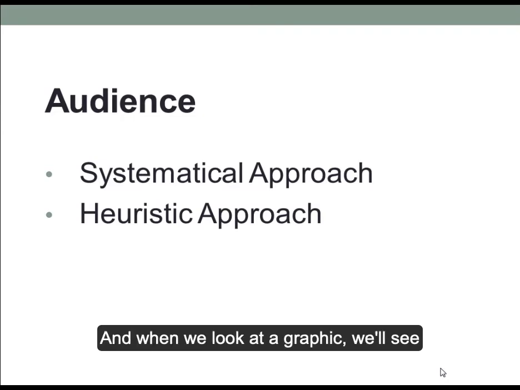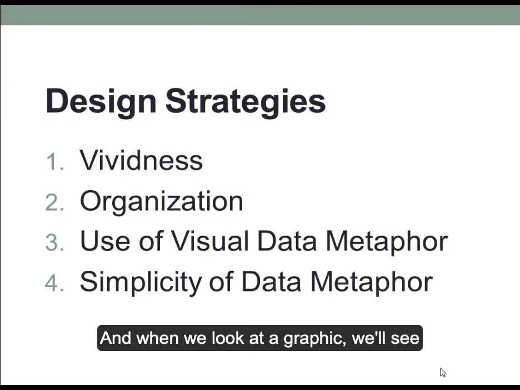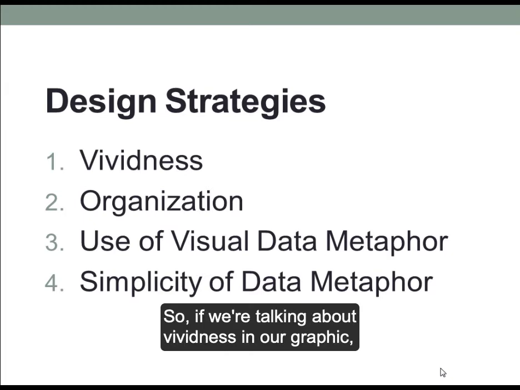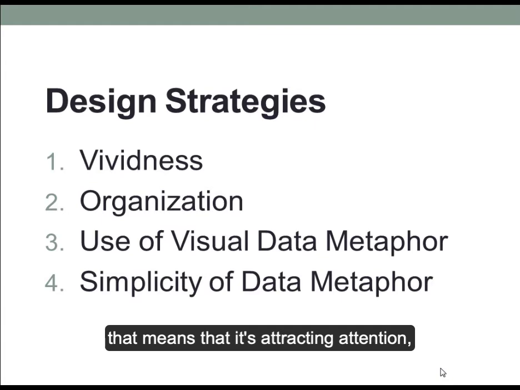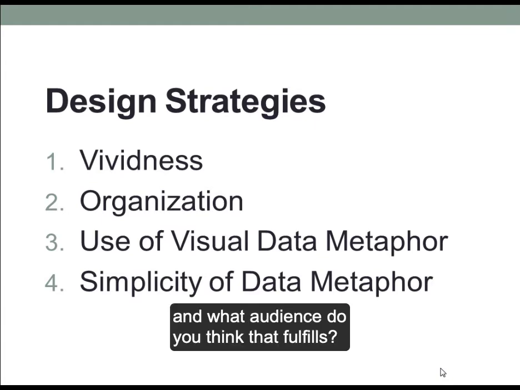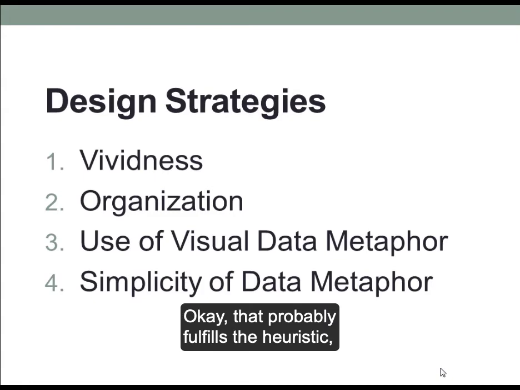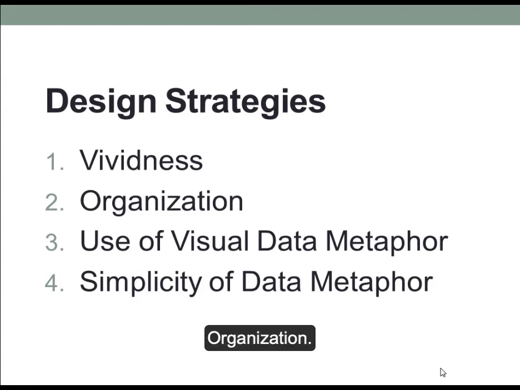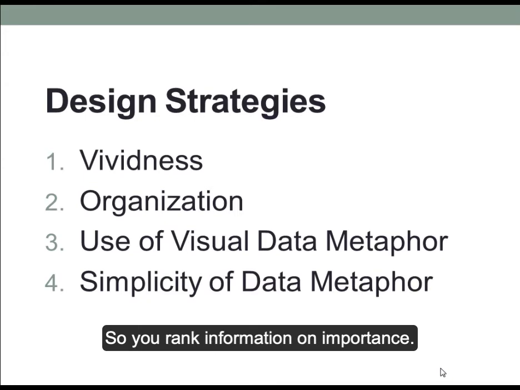And when we look at a graphic, we'll see that there are different ways or design strategies. So if we're talking about vividness in our graphic, that means that it's attracting attention. And what audience do you think that fulfills? Okay, that probably fulfills the heuristic, the person that likes the pretty. Organization. So you rank information on importance. There's a hierarchy. And again, then those are the systematical people.